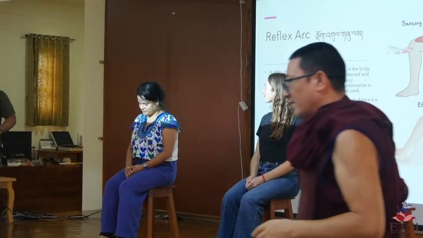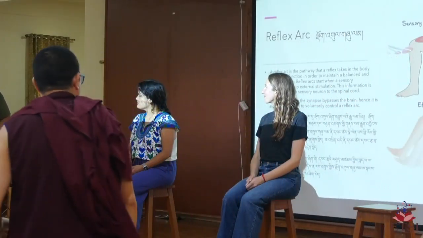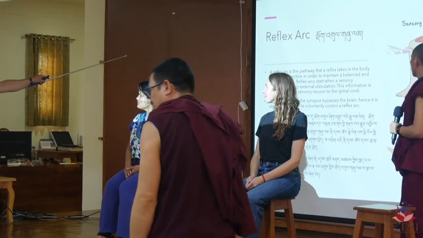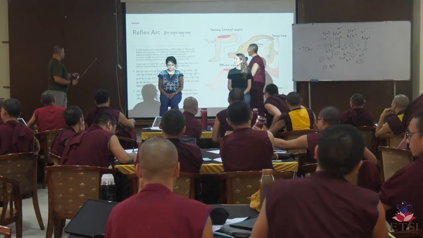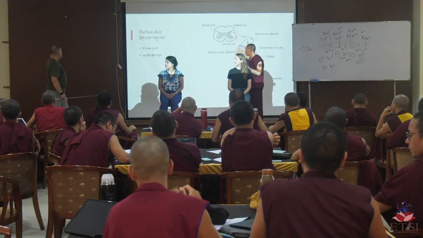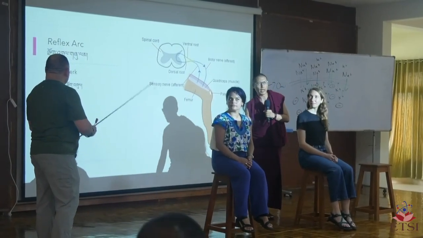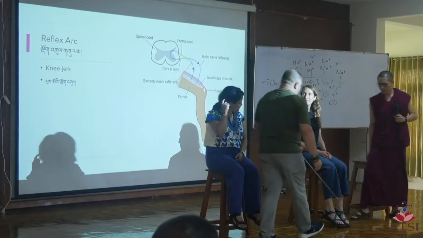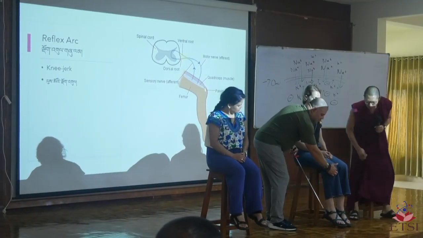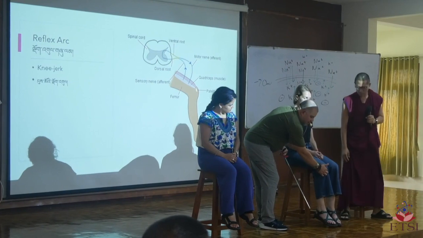So the first reflex that you're going to test with each other is called the knee jerk or the knee reflex. You're going to look for the tendon right below the patella, right in this area.